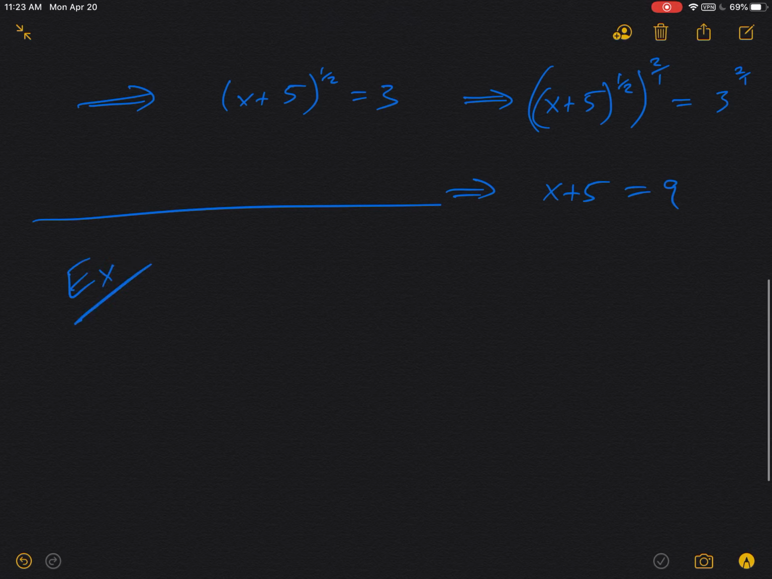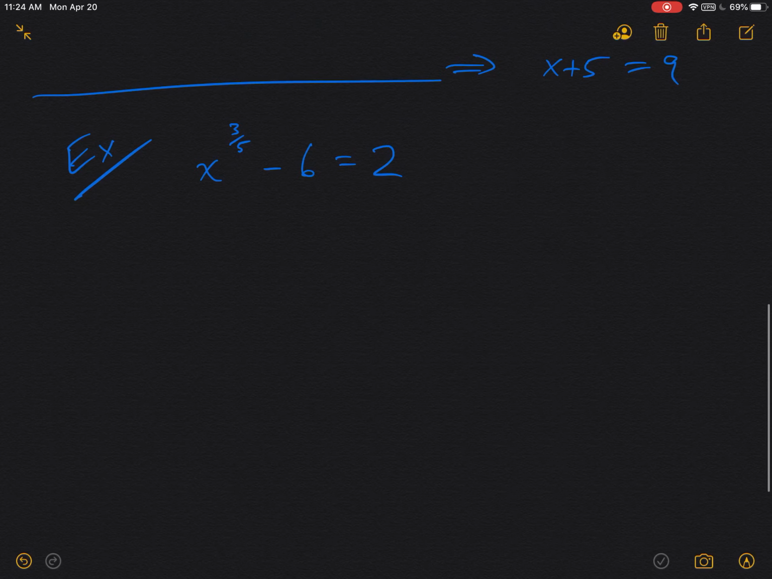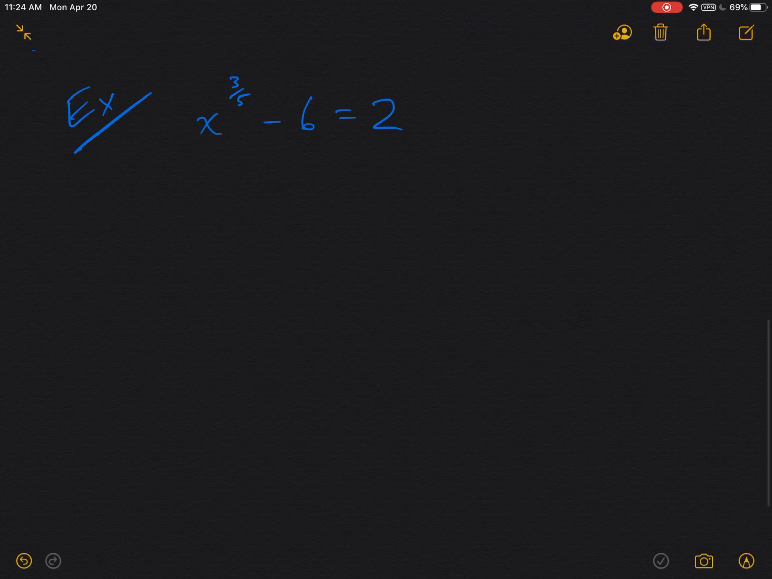So let's look at one more example involving some more complicated rational exponents. Let's say that I have something like x to the 3/5 minus 6 is equal to 2. Now again, if I'm trying to get at x here, I want to first isolate this expression that has the rational exponent, and then I'll worry about killing that rational exponent. So I would add 6 to both sides here, then I would get x to the 3/5 is equal to 8.